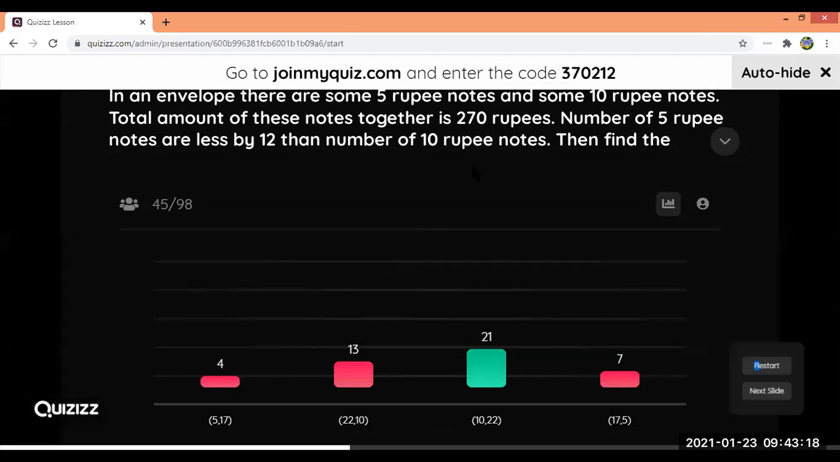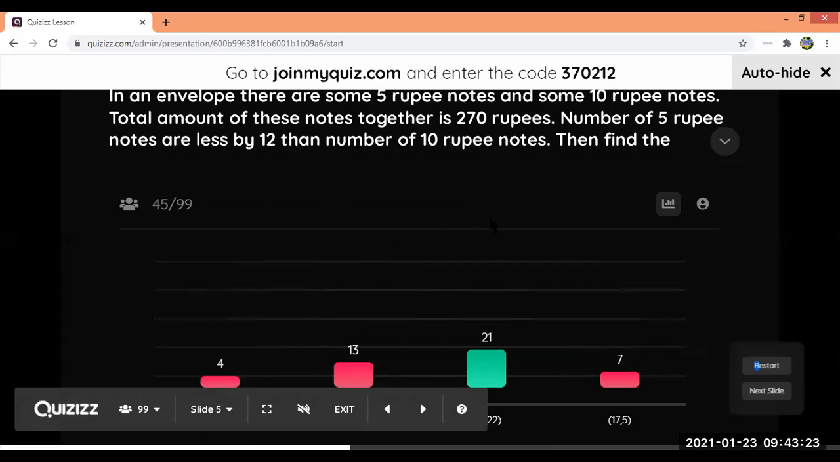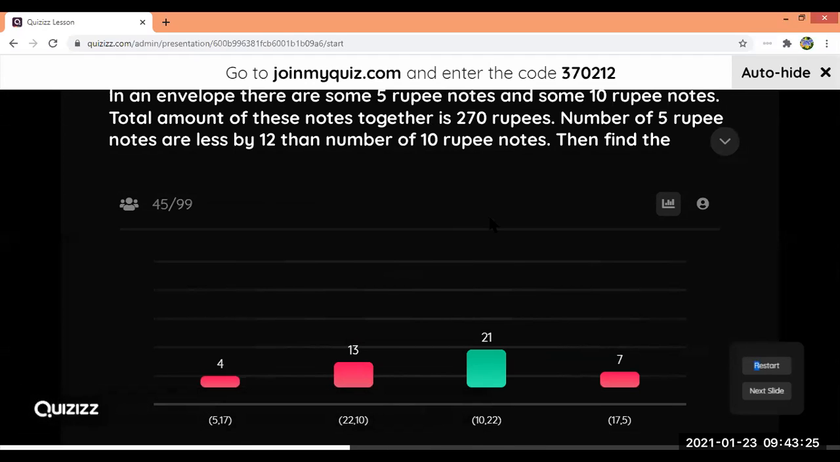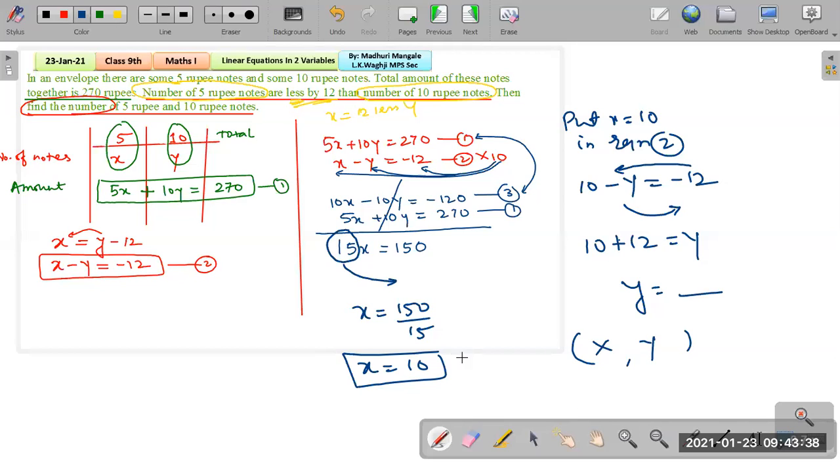21 of you have got it right and 13 of you got confused on placing the solution. Just check, students. 13 of you have got it wrong because you have placed it the other way. We got x equals 10, so 10 has to be in the first place. Just check how we place it over here. We got x equals 10, y equals 22, and we need to place it in the correct order. x is 10, so 10 first, and then y goes in the second place. So this was the answer.